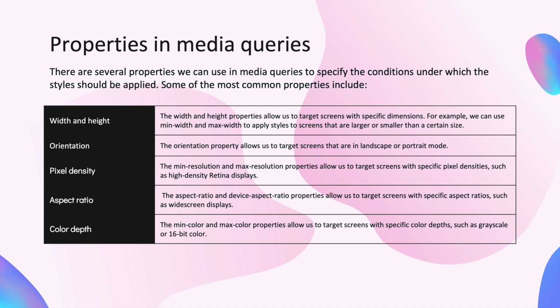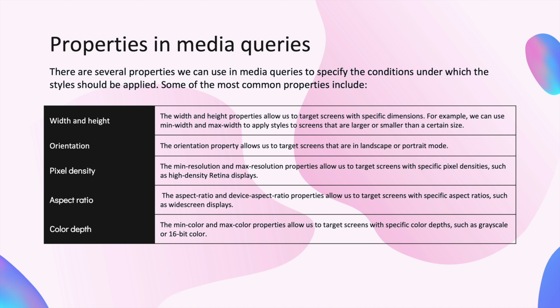Orientation. The orientation property allows us to target screens that are in landscape or portrait mode. Pixel density. The min-resolution and max-resolution properties allow us to target screens with specific pixel densities, such as high-density retina displays. Aspect ratio. The aspect-ratio and device-aspect-ratio properties allow us to target screens with specific aspect ratios, such as widescreen displays. Color depth. The min-color and max-color properties allow us to target screens with specific color depths, such as grayscale or 16-bit color.